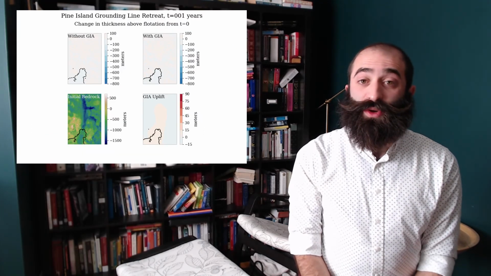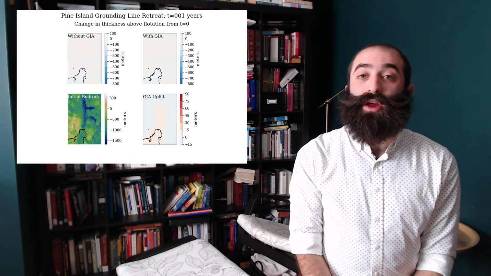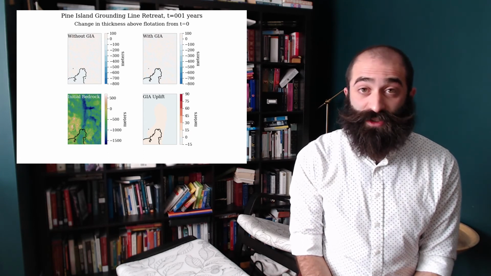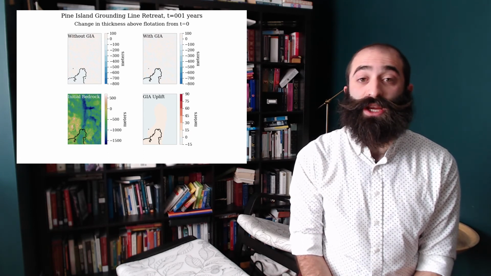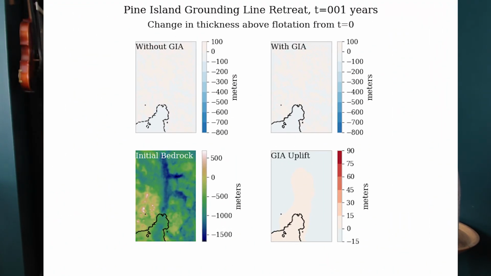We'll watch the retreat of the Pine Island Glacier grounding line driven by parameterized ocean melt, focusing on the change in thickness above flotation, which is what drives both the viscoelastic response and sea level change. The plot on the top left has a static bed, and the one on the top right has a responsive mantle with our upper bound rheology.